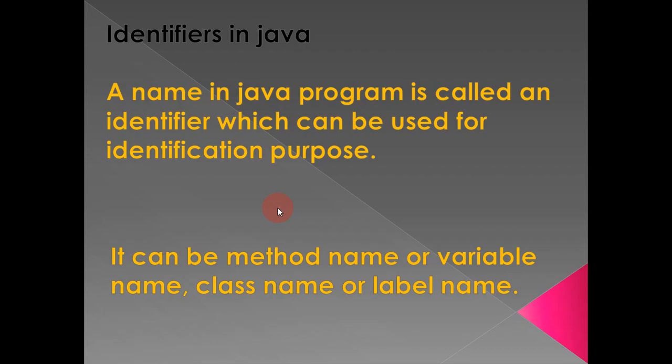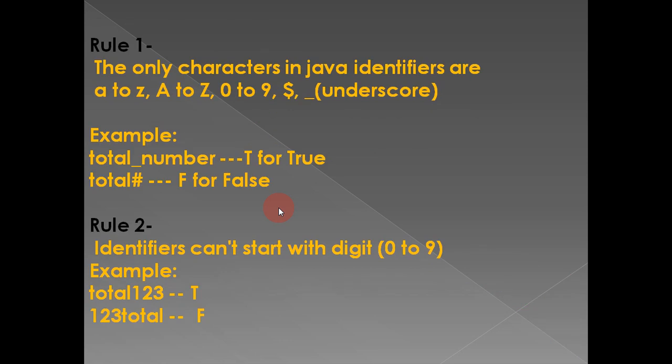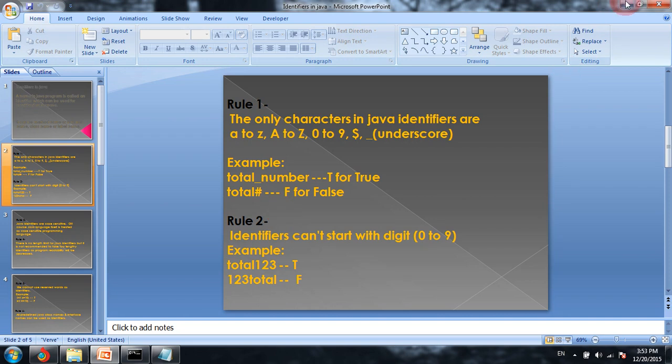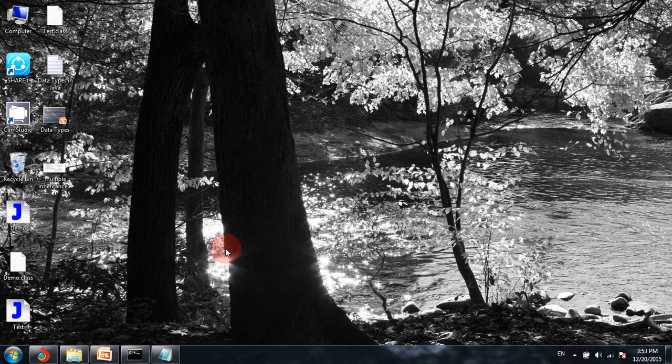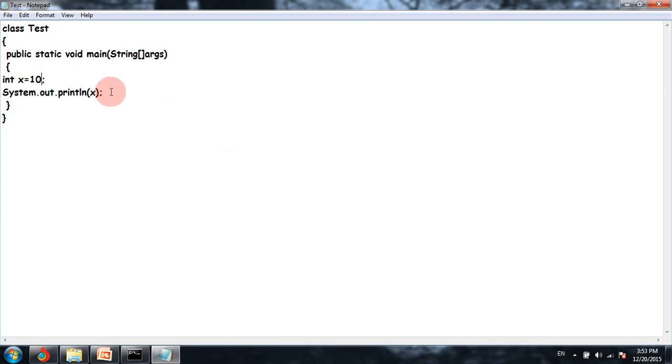Next comes the rules related to identifier namings. So there are 5 to 6 rules that we will be discussing here. So the only characters in Java identifiers are lowercase letters a to z, uppercase letters A to Z, 0 to 9 digits, and special symbols include dollar and underscore. So to verify these facts, the rule 1, what I'm going to do is I'm going to take certain identifier names and see if this rule really works out.